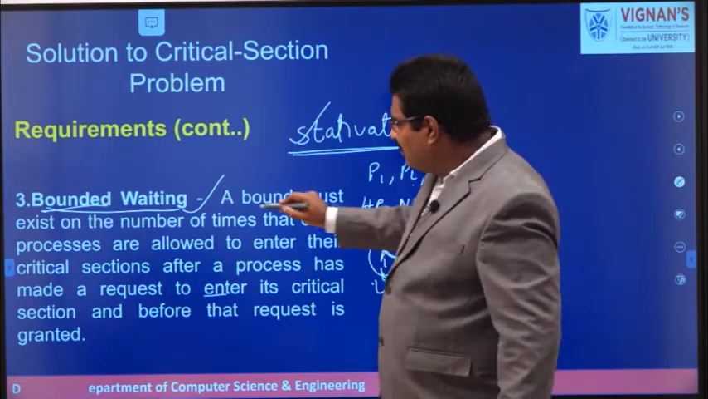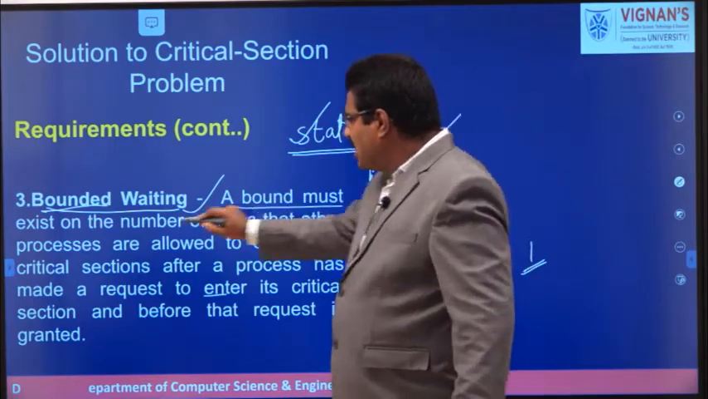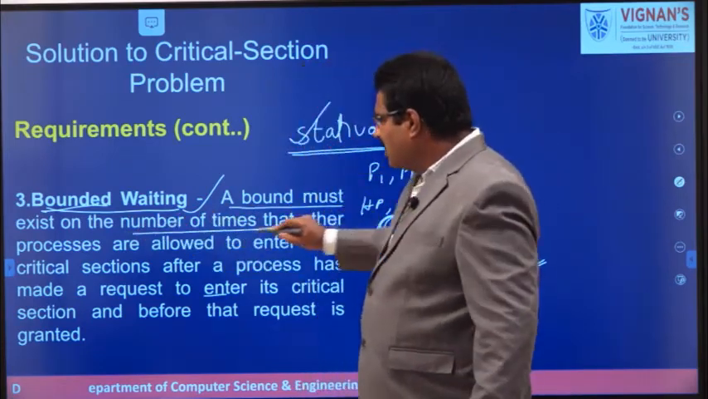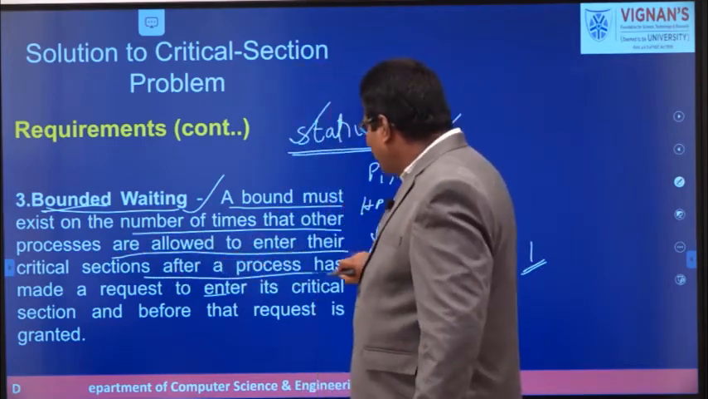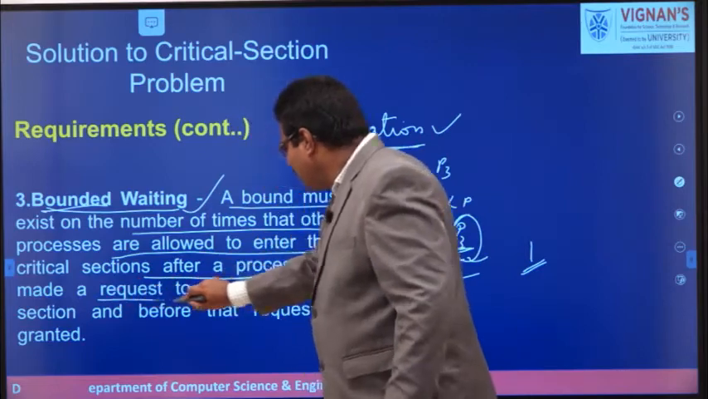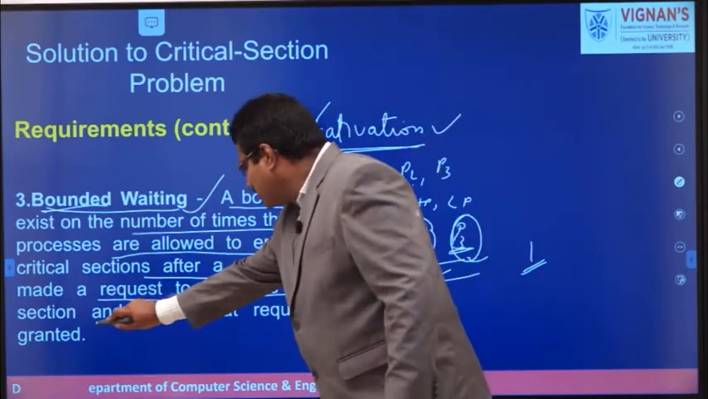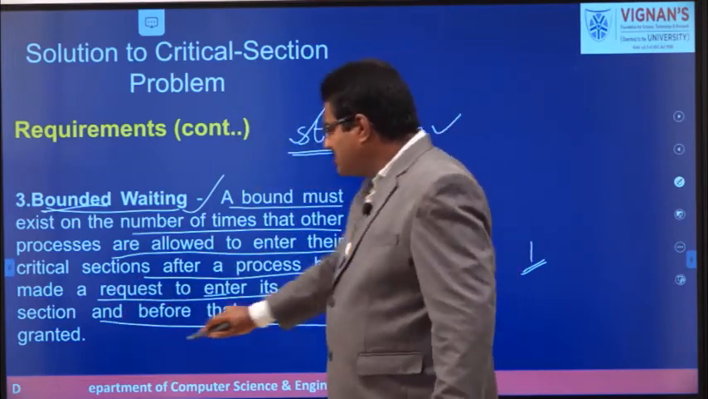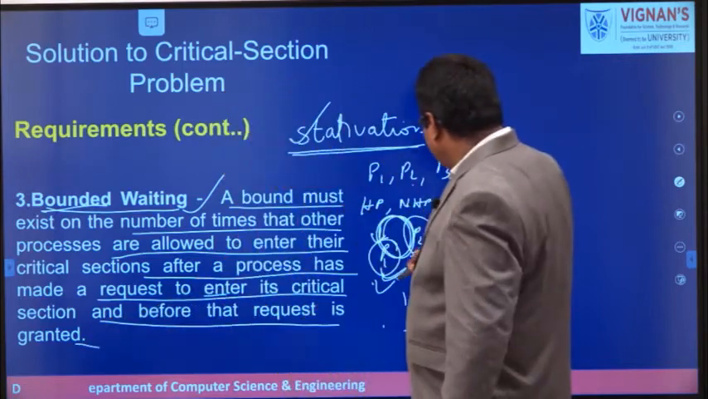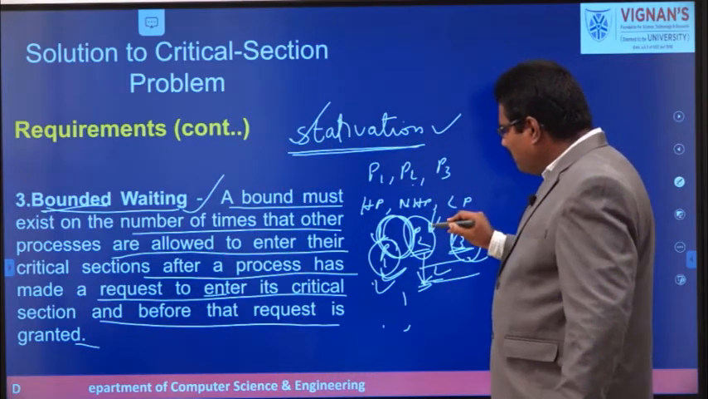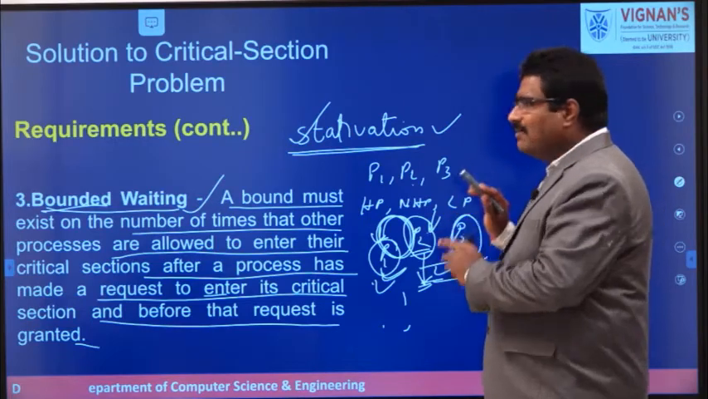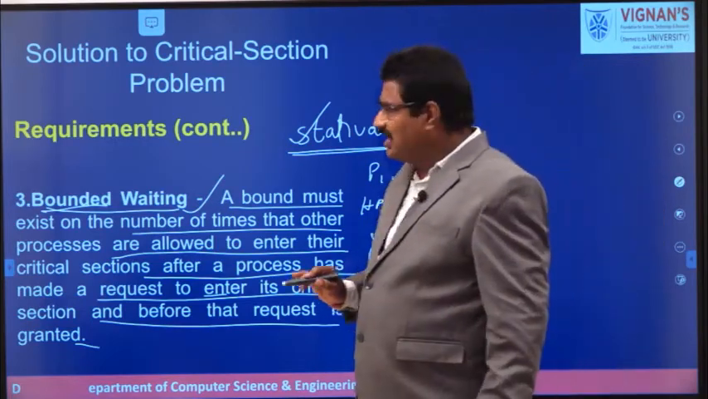So bounded waiting means a bound must exist on the number of times that other processes are allowed to enter their critical section after a process has made a request to enter its critical section and before that request is granted. For example, if the bound is 1, only one time P2 is allowed. The second time, before allowing P2, P3 must be allowed to enter its critical section.